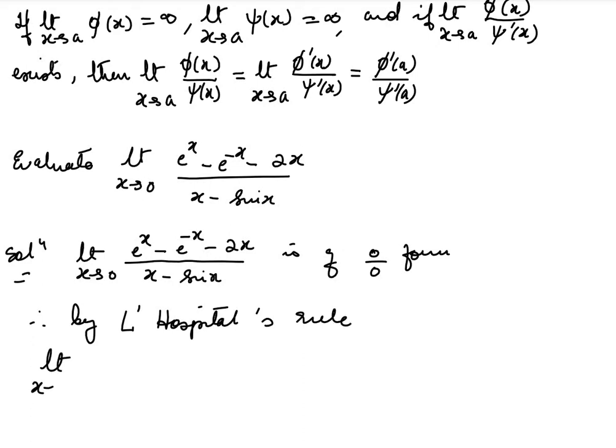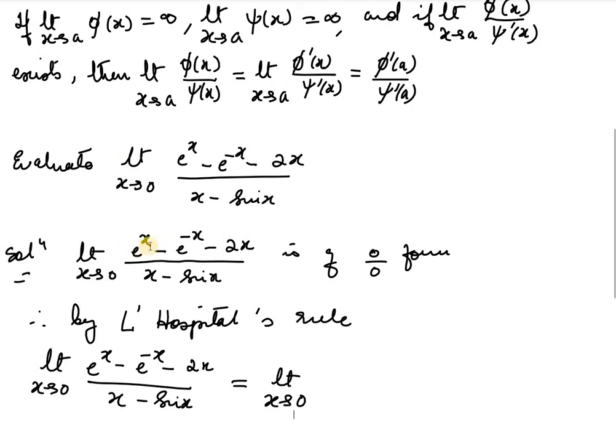limit x tends to 0 of (e to the power x minus e to the power minus x minus 2x) divided by (x minus sin x) is equal to limit x tends to 0. Now differentiate the numerator separately. Differentiation of e to the power x will be e to the power x itself, and then differentiation of e to the power minus x will be minus, so you get it as plus here, plus e to the power minus x minus 2, because differentiation of x will be 1, so you get 2 only.